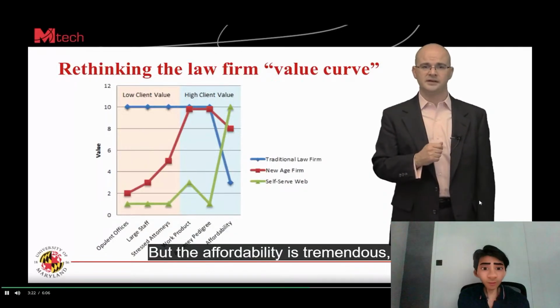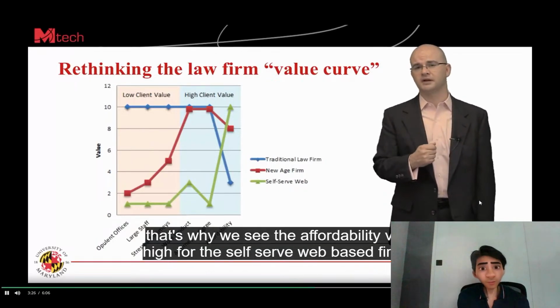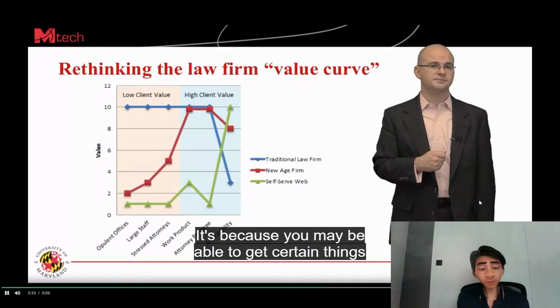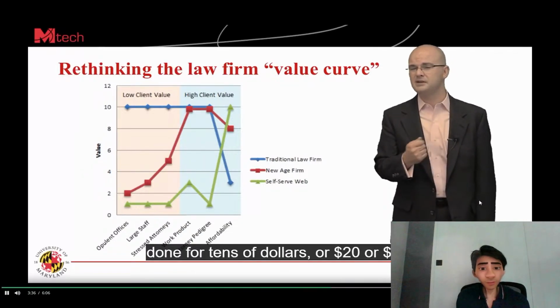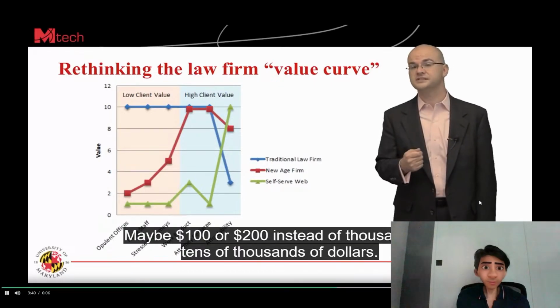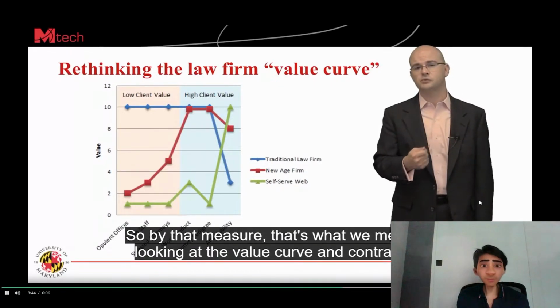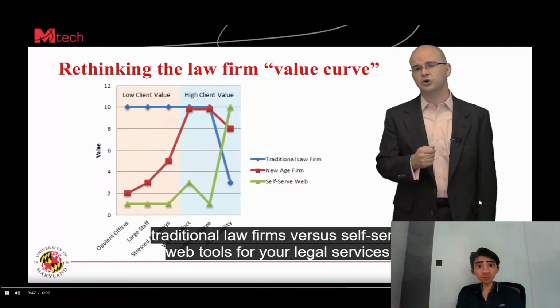But the affordability is tremendous. That's why we see the affordability very high for the self-serve web-based firms, because you may be able to get certain things done for tens of dollars, or $20 or $30, maybe $100 or $200, instead of thousands or tens of thousands of dollars. So by that measure, that's what we mean by looking at the value curve and contrasting traditional law firms versus self-serve web tools for your legal services.